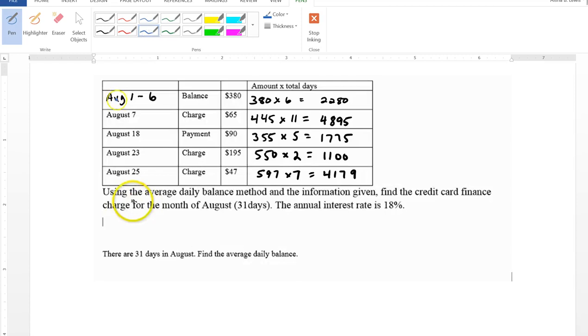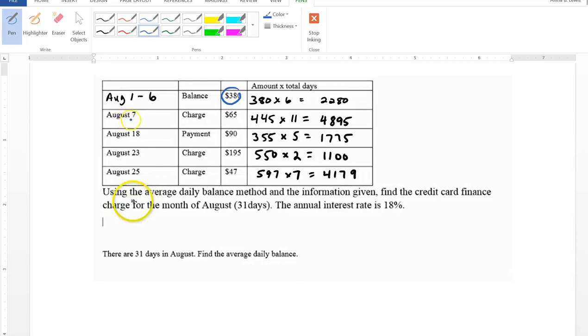So for the first line here, we have the days from August 1st through the 6th. There was an initial balance given of $380. Therefore, we take 380 and we multiply that times the total number of days from August 1st to the 6th. And that's where 2,280 comes from.